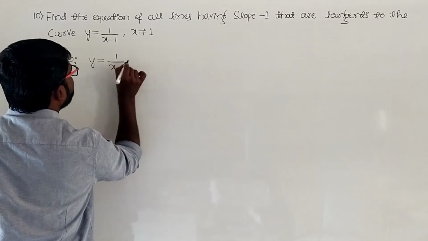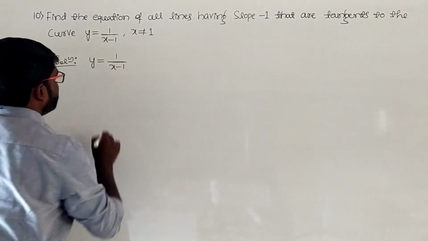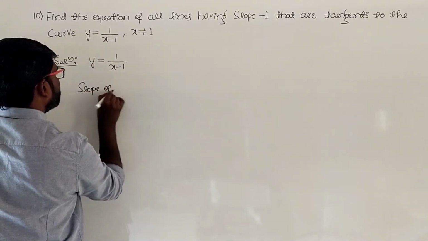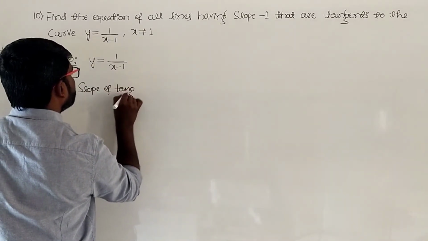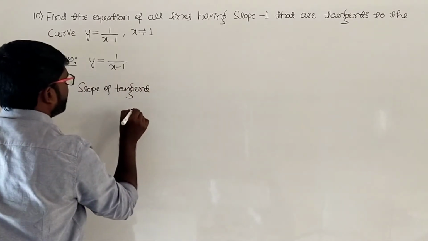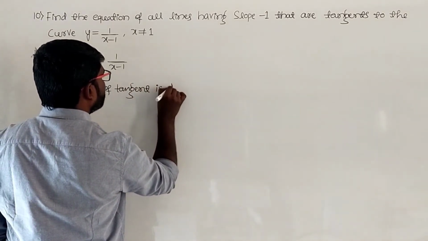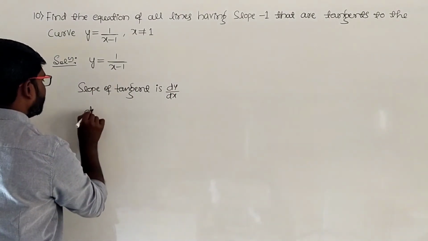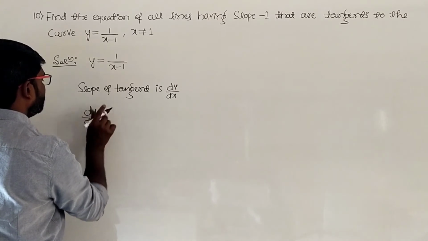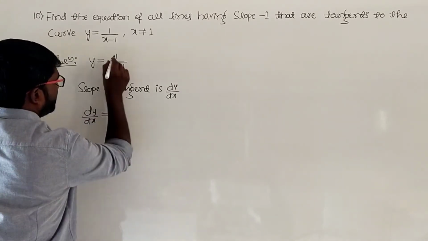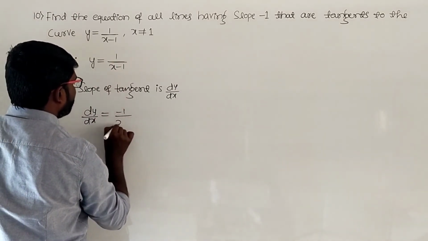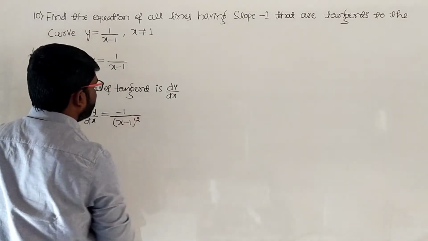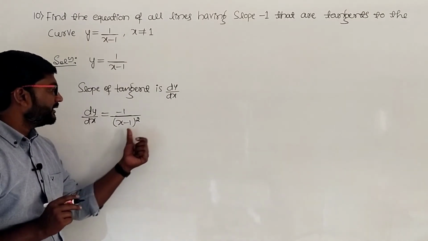So let us go for the differentiation. That will be the slope of the tangent. Slope of tangent is dy by dx. So what do we get now? dy by dx, which is equals to, so it becomes minus 1 by x minus 1 the whole square. The derivative is going to be minus 1 divided by x minus 1 the whole square.